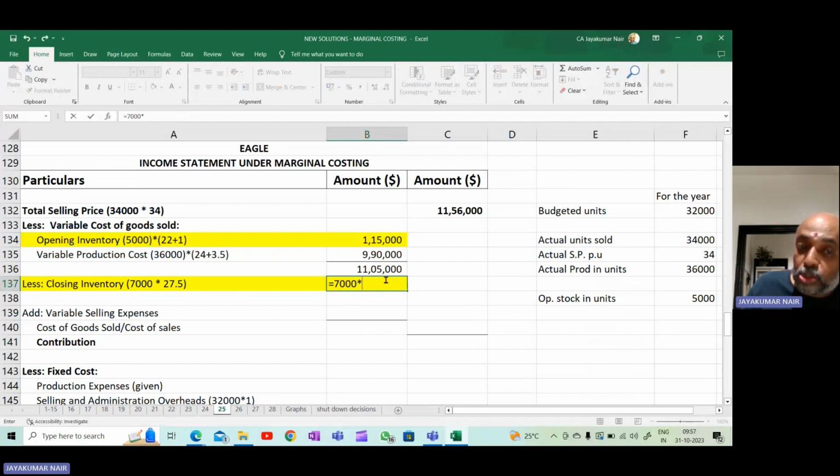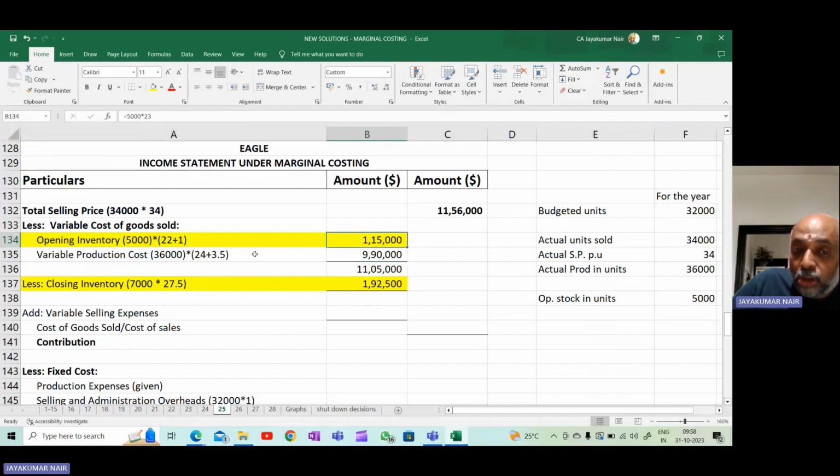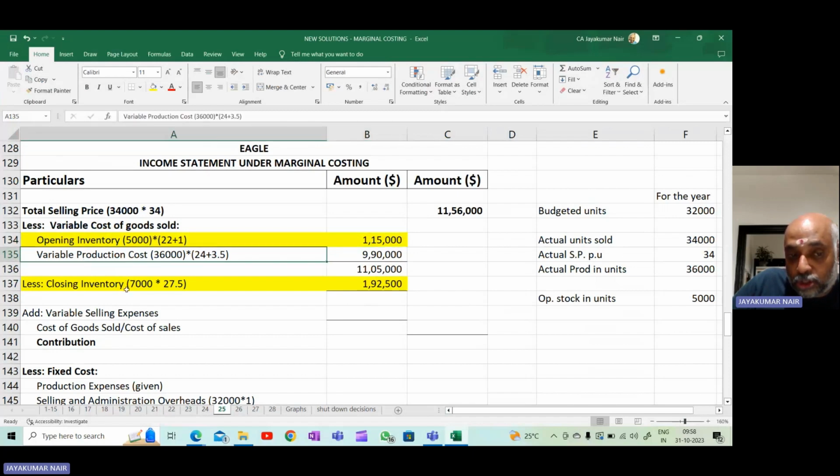And the latest produced goods value is 27.5, because 27.5 is what is the cost here. See, 24 plus 3.5. This is the variable cost of production. So the closing stock will be from the new production and not from the old production, because we assume if nothing is mentioned, first in, first out method. So the old stock will be sold first, and then only we will take the new production. So the closing stock will comprise of the latest produced goods, right?